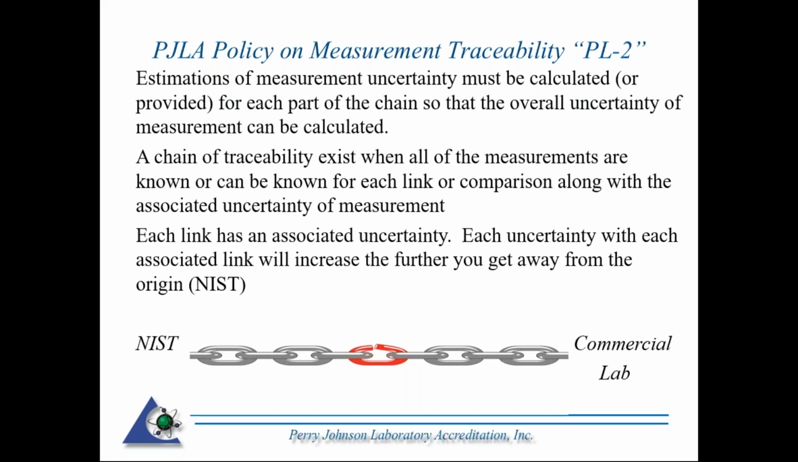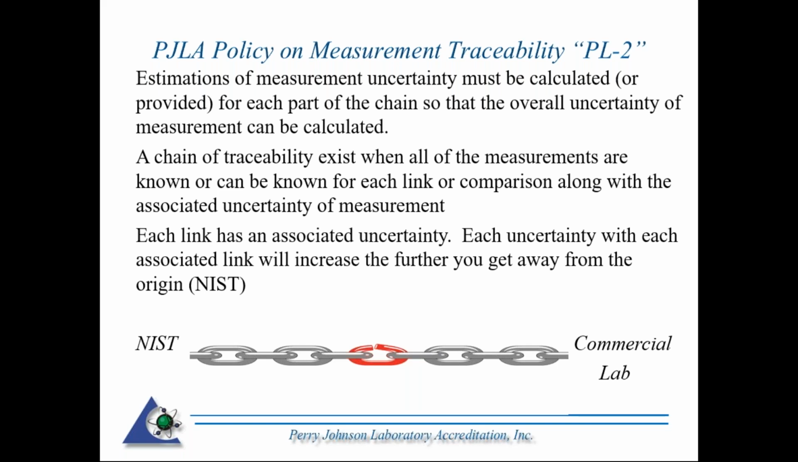So estimation of measurement uncertainty must be calculated for each part of the chain, so the overall uncertainty of the measurement can be calculated. So for example, when you send your standards in for calibration, that report should have an uncertainty associated with that particular calibration. You can look at that as your starting point. So you have an uncertainty associated with that, hence you're going to have contributors that you're going to build onto that. So a chain of traceability exists when all the measurements are known or can be known for each link or comparison along the associated uncertainty of measurements. Each link has an associated uncertainty.